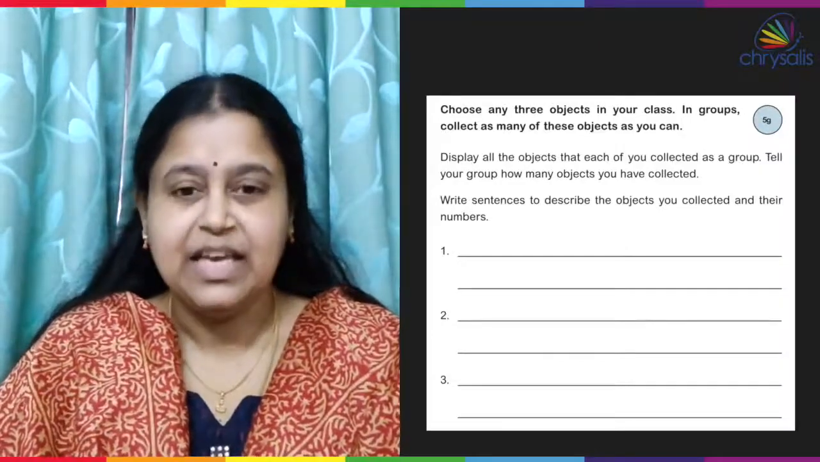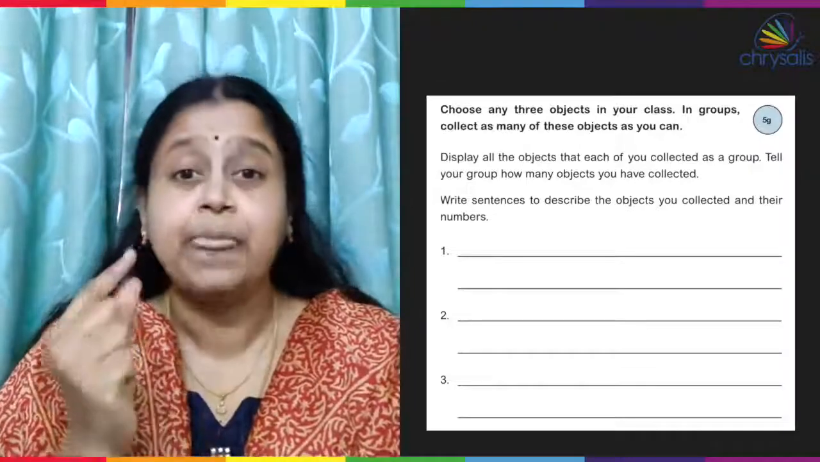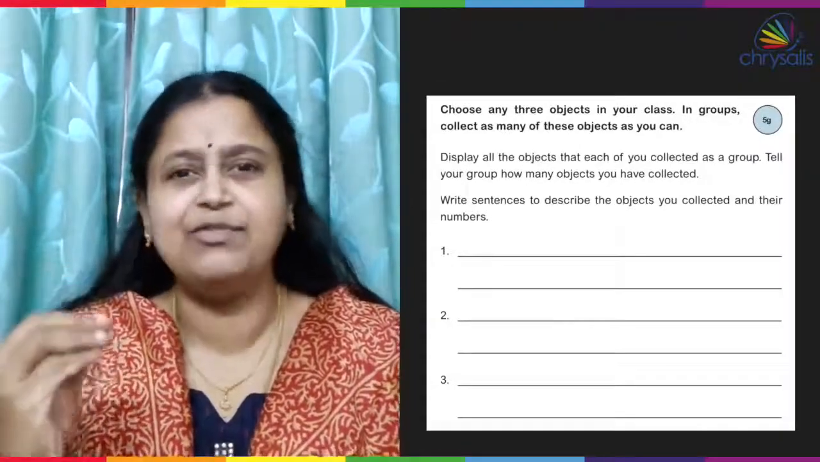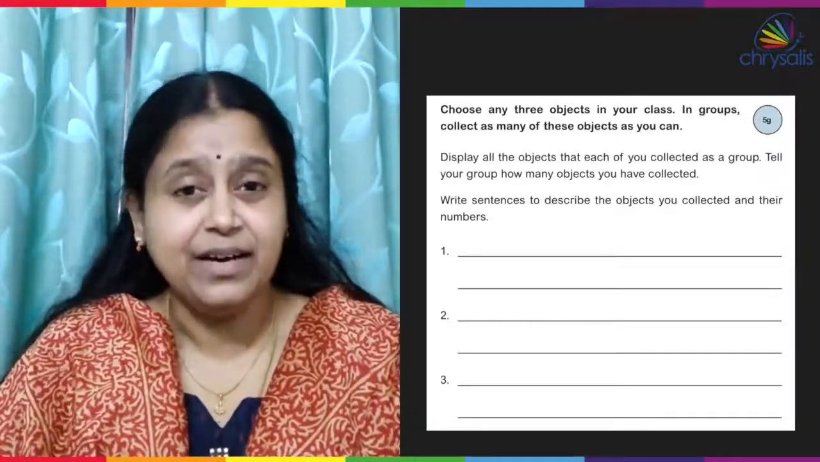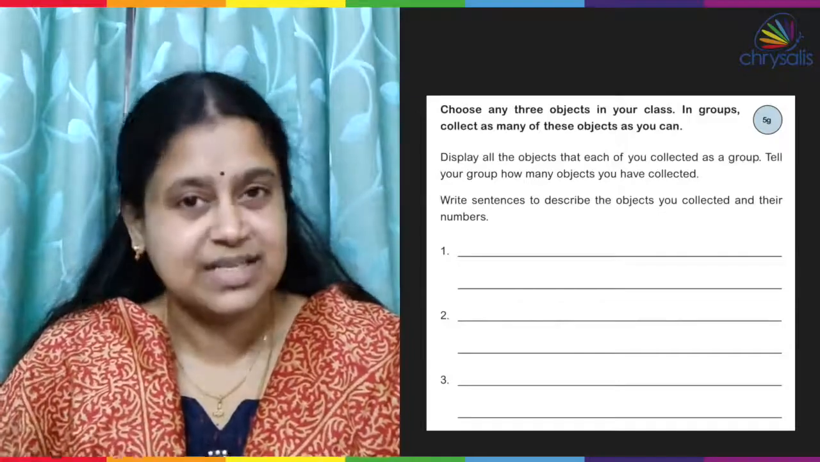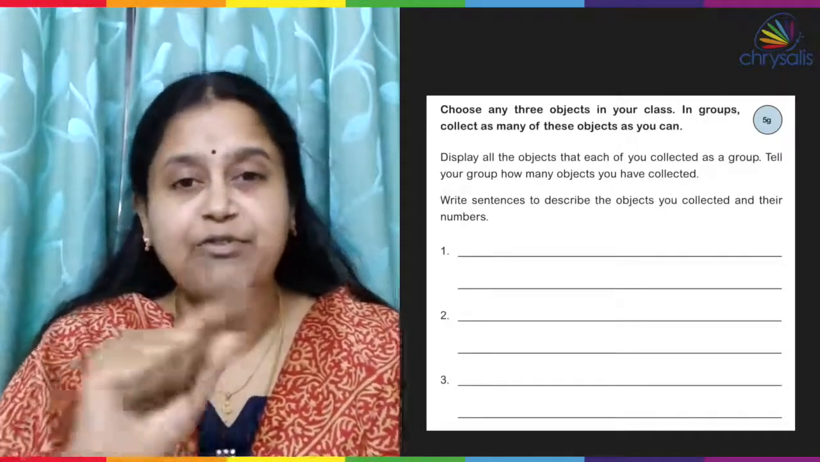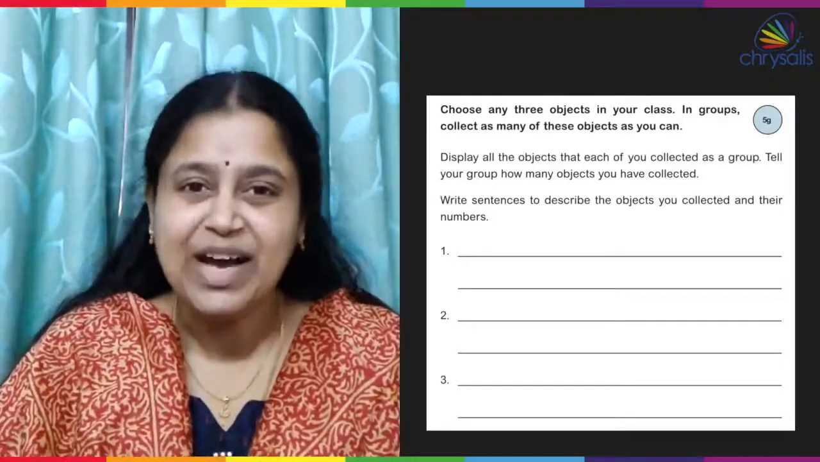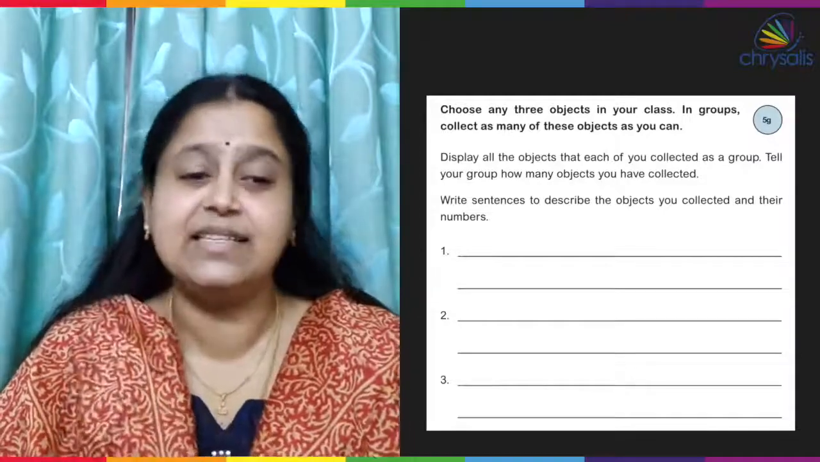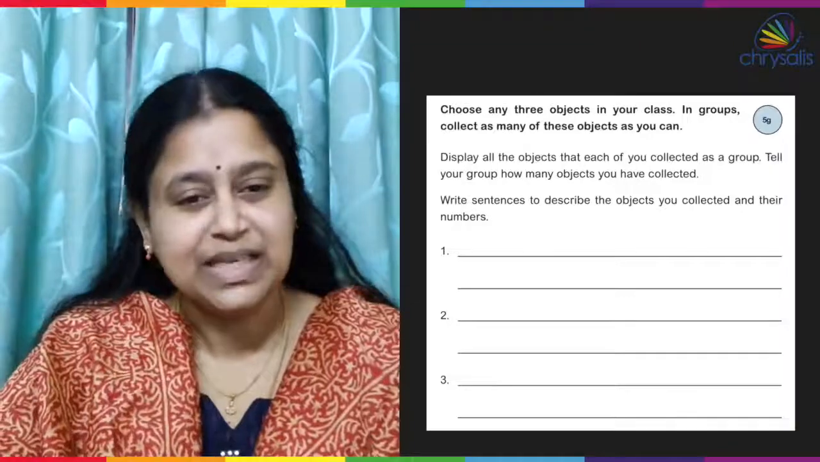For example, if you have collected hair clips, you can write, I have 7 colorful clips. Here, the word colorful is the describing word, and 7 is the number of clips which you have collected from your home. Similarly, you create sentences for the 3 different objects which you are going to collect.